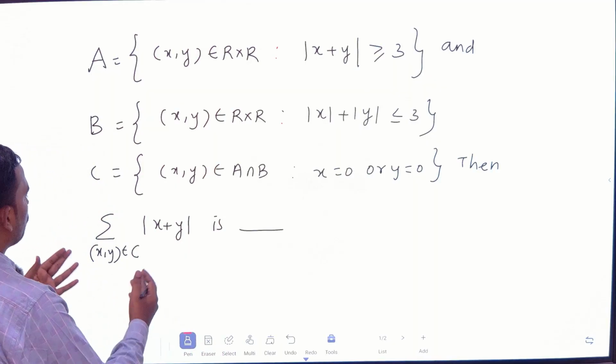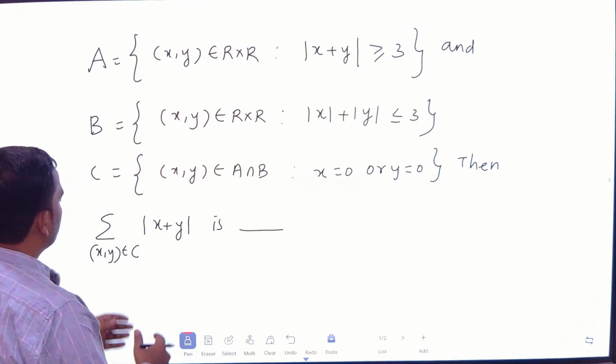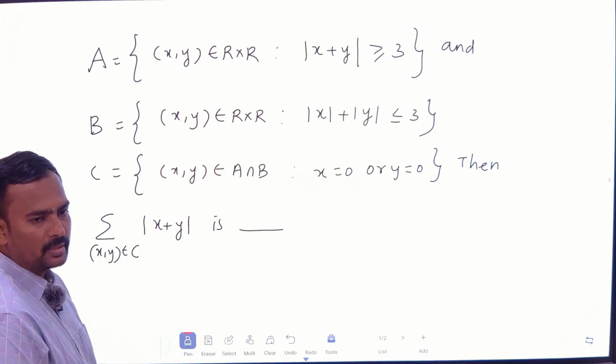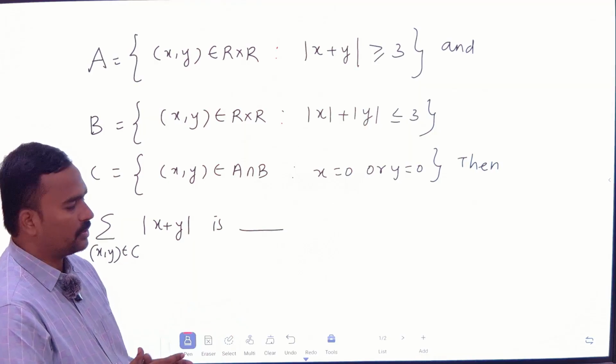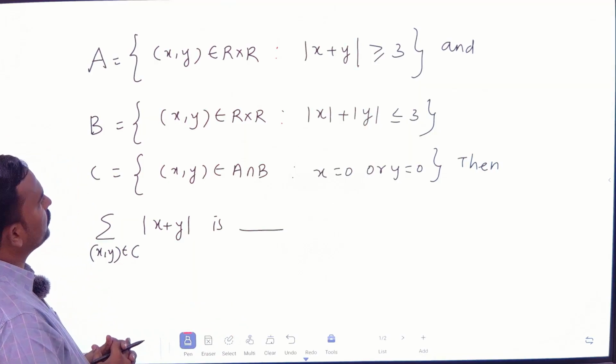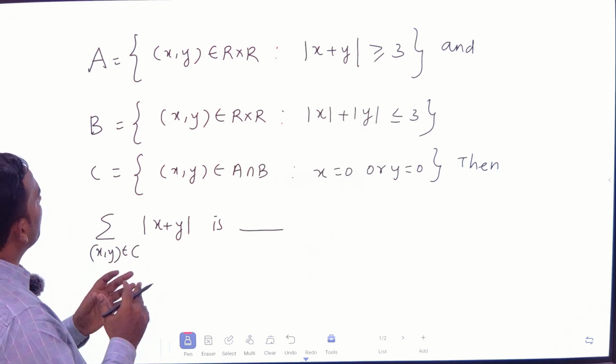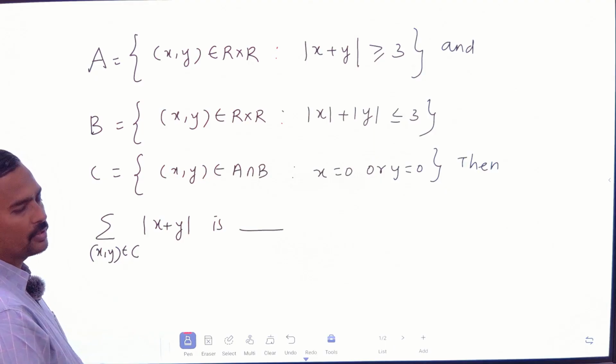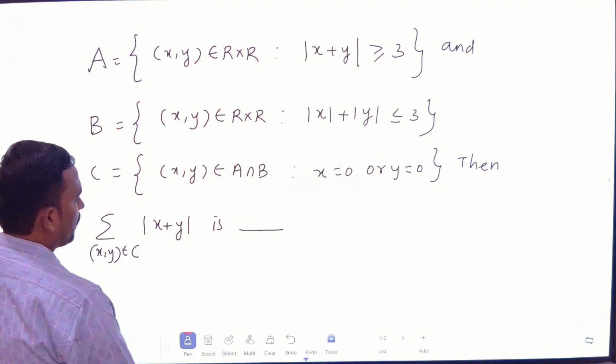Now, for the collection of all the elements in C, we need to calculate the mod x plus y. First you have to understand how many elements are there in A, B and C. Let us find this out through the graph. Let me take another page.